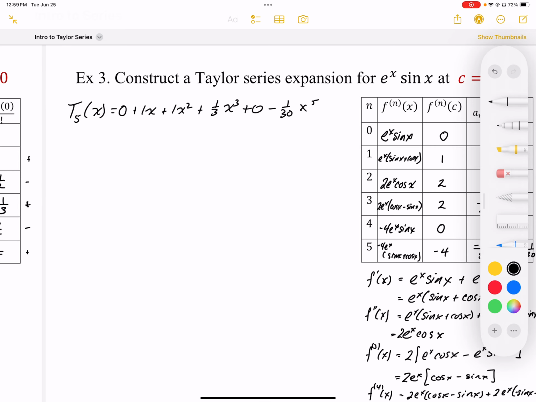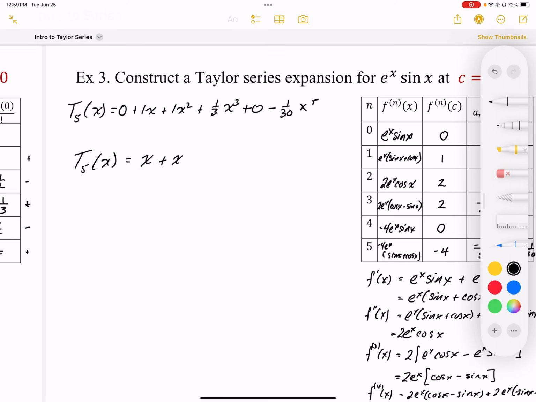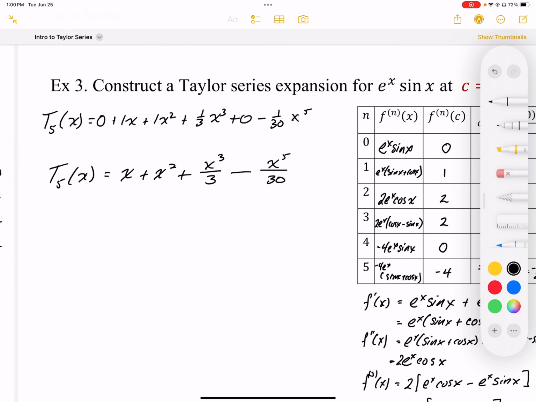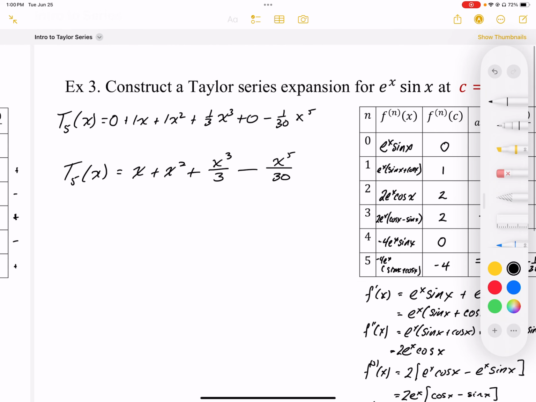Okay, so I'm just going to maybe get rid of some of those terms. So this becomes x plus x squared plus x cubed over 3 minus x to the power of 5 over 30. So that is our Taylor expansion, Taylor series for this complex function e to the x sine x.